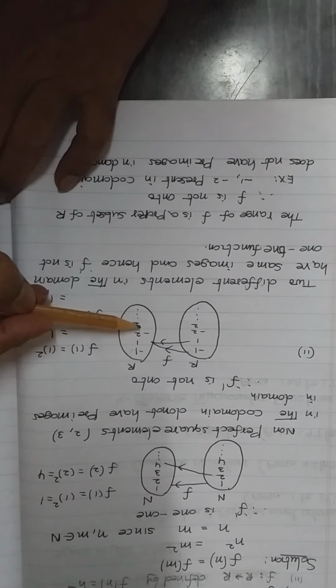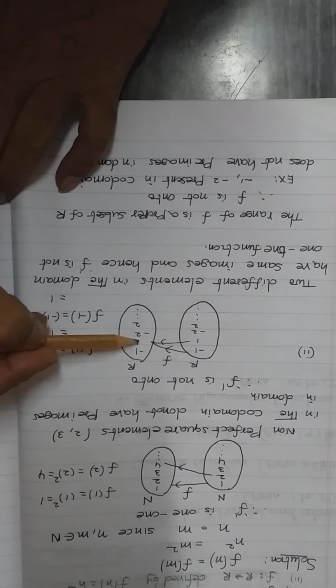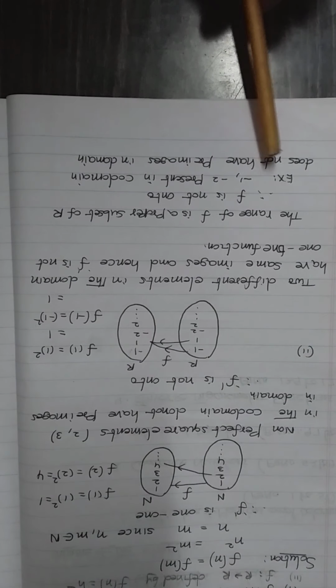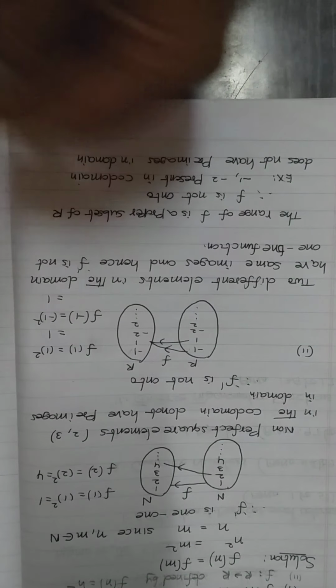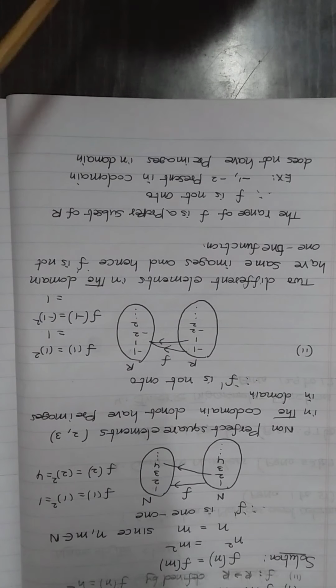But if the range is equal to the codomain, it is onto. That means if the codomain and range are the same, every element has a preimage. Okay, then it becomes onto. But now it is not like that. The range is a proper subset of R. The range is only a subset of R: some of the elements present in R, not all the elements. So f is not onto. We have also given an example here: minus 1, minus 2, so many examples we can tell, present in the codomain that do not have preimages in the domain.